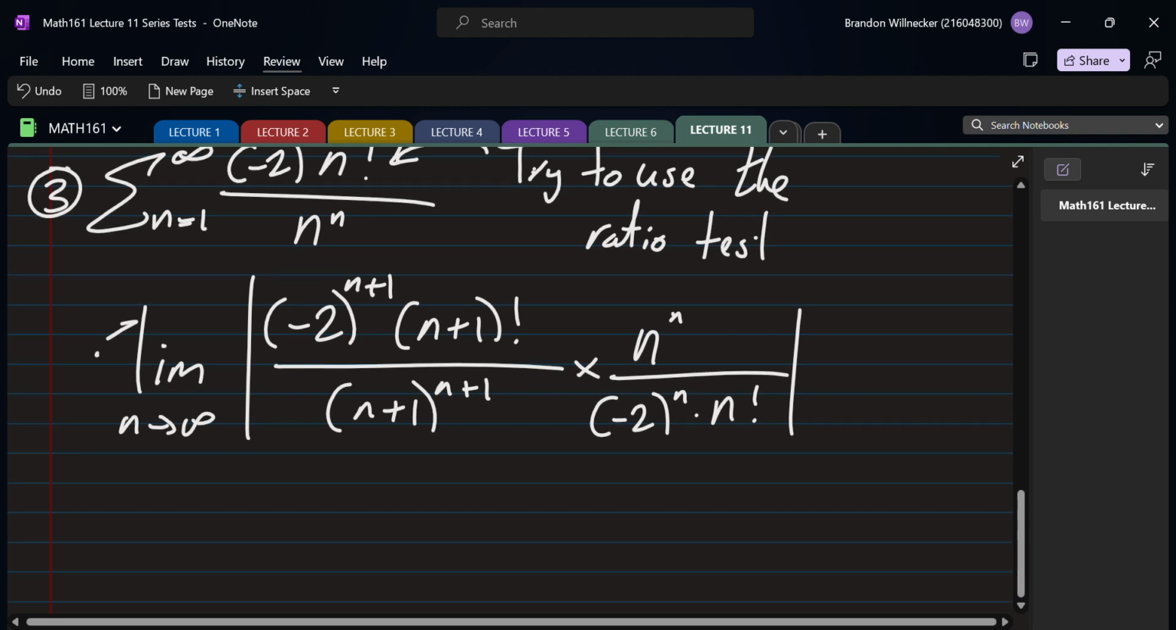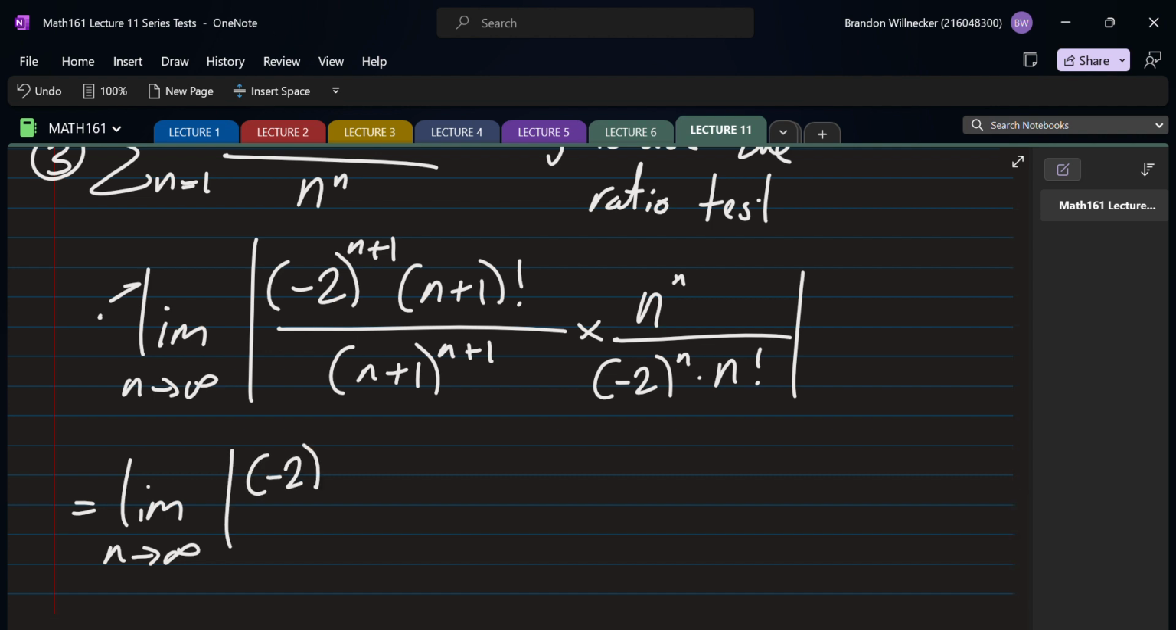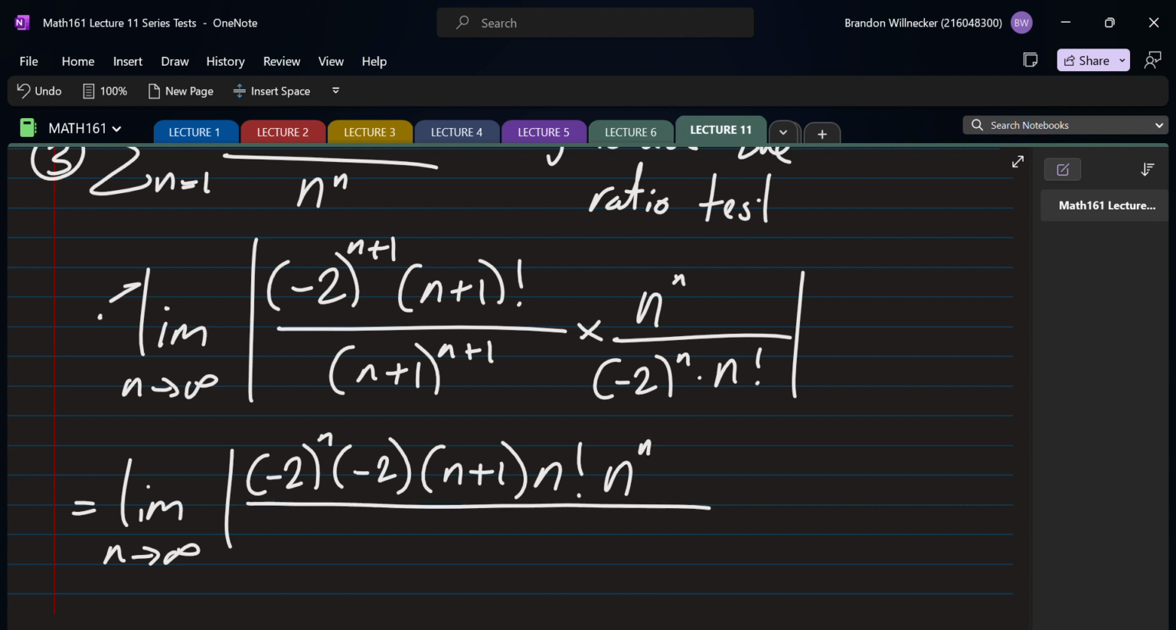Okay, before we do any limits, we can clean this up a little bit. So the (minus 2) to the n plus 1, we can write that as (minus 2) to the n times minus 2, just separating that. N plus 1 factorial, we can write that as n plus 1 times n factorial, just using the property of the factorials. N to the n, we can just leave that alone. Divided by n plus 1 to the n plus 1, we can write that as two terms. So it will be n plus 1 to the n times n plus 1 to the 1. And then we have (minus 2) to the n, and we have n factorial.